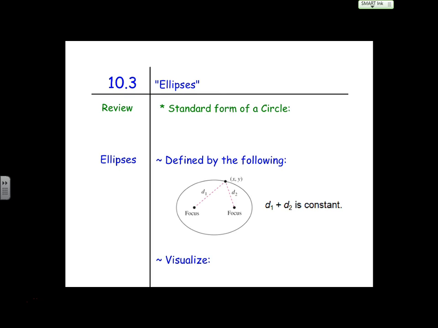What am I doing? I'm getting magnets. They're up there. I'm getting my string. That's what I'm doing. Ellipses. You guys have seen these before, right? Probably.